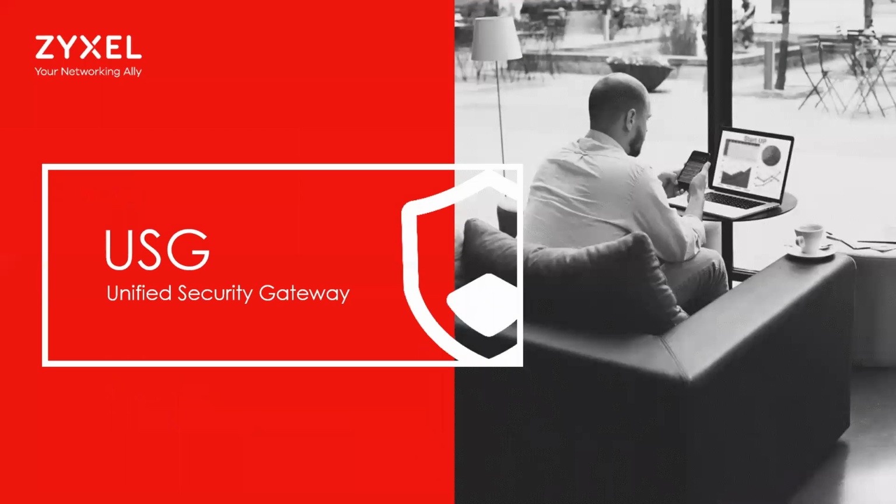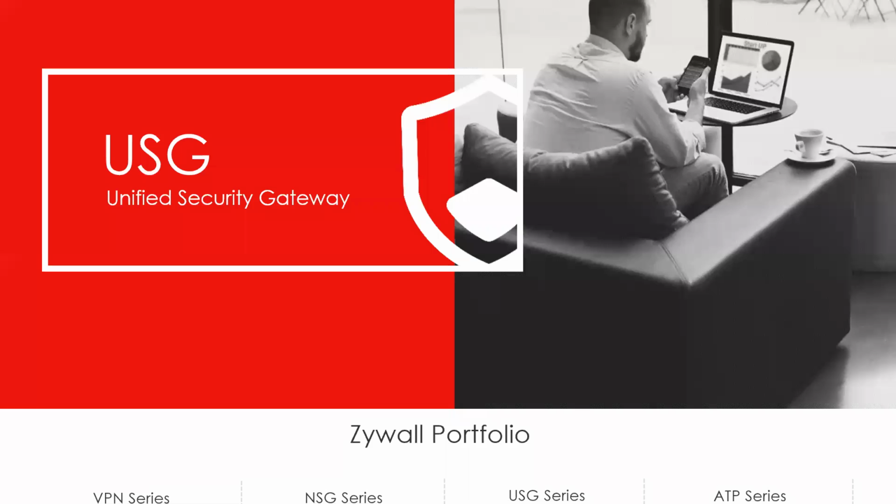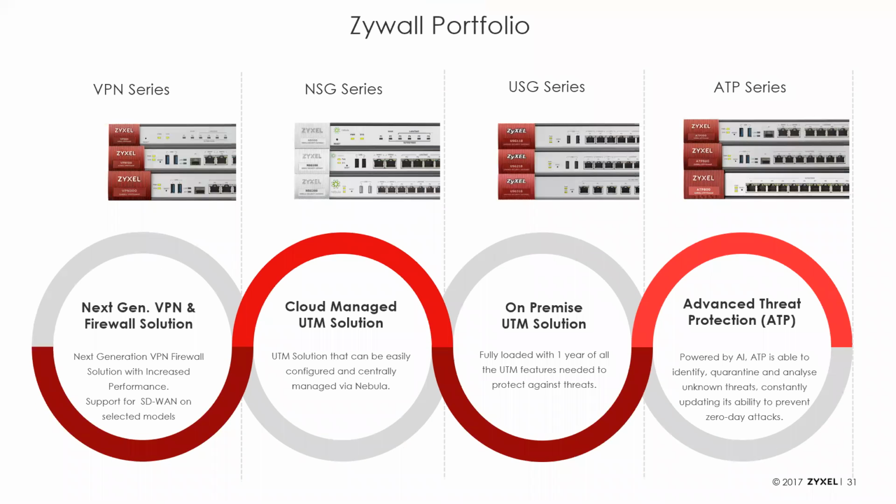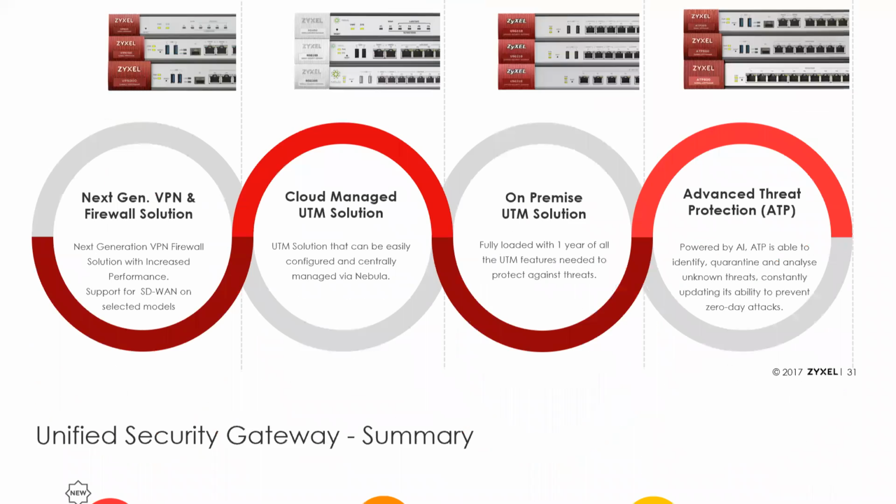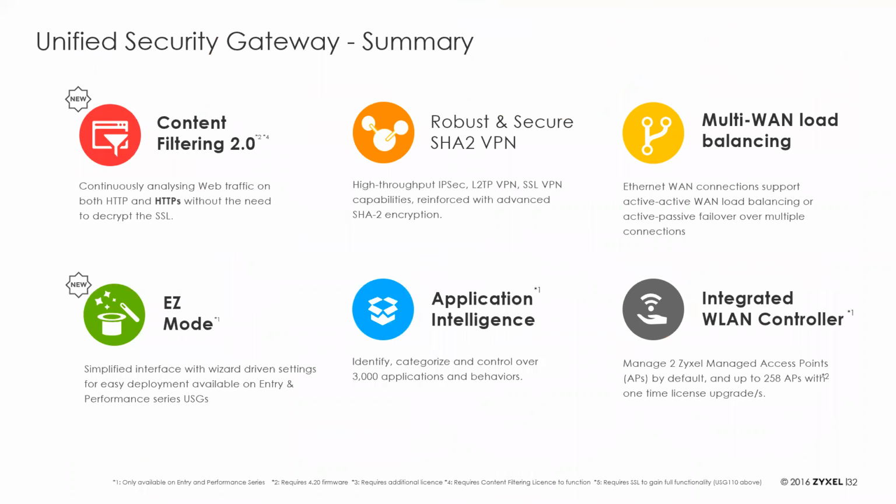So the USG series, this is our old school way of doing things here. The USG series is our UTM solution, or traditional UTM solution, I guess I should call it. So again, same things we were talking about before, as far as multiple WANs and built-in wireless LAN controller. These get your application intelligence to be able to create those firewall rules based on individual applications.